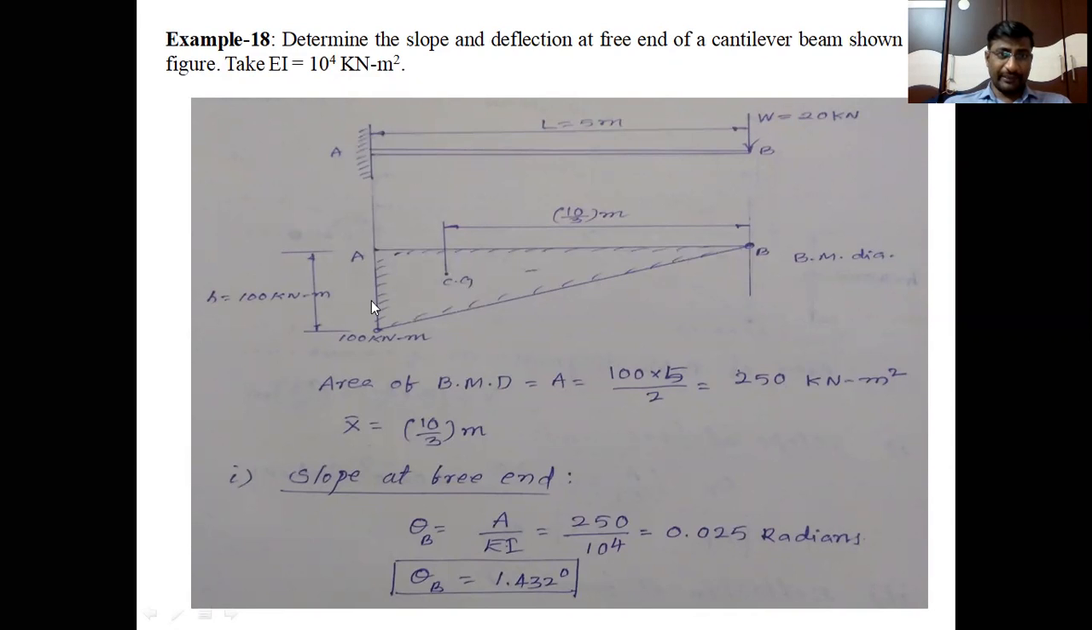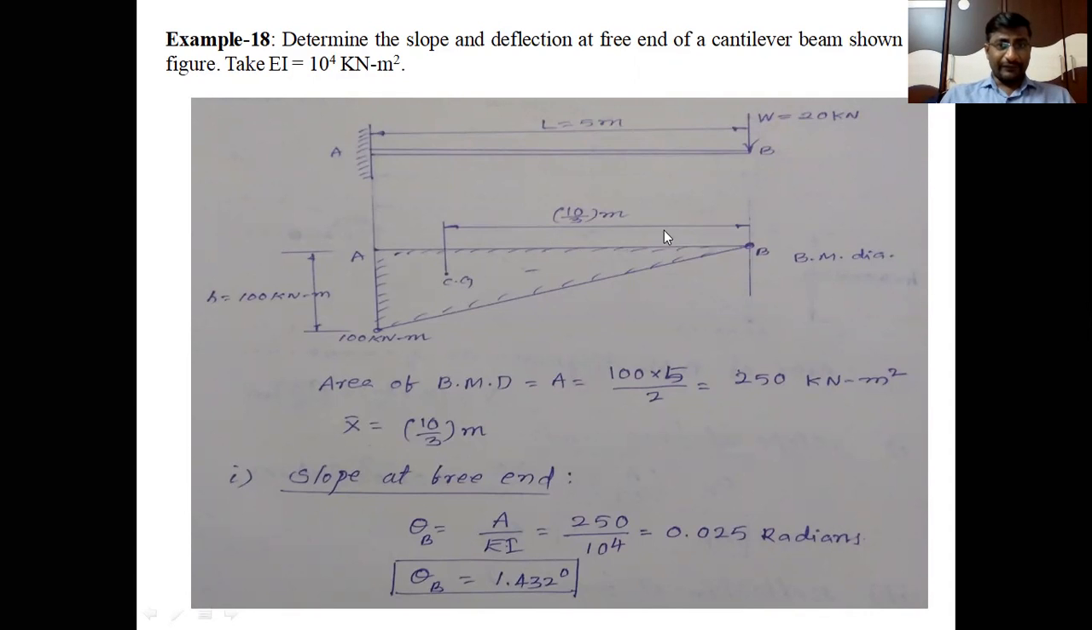Height of the bending moment diagram is 100 kilonewton meter. So L into n plus 1 by n plus 2 is 5 into... for a straight inclined line, n is taken as 1. So 1 plus 1 by 1 plus 2 is 2 by 3. 2 by 3 into 5 is 10 by 3. So 10 by 3 meters is the distance of the center of gravity of the bending moment diagram from the apex. The center of gravity is at 10 by 3 meter distance from the apex.